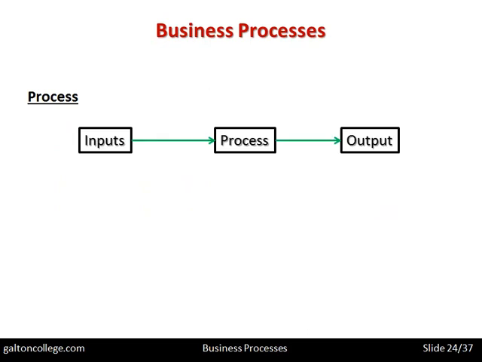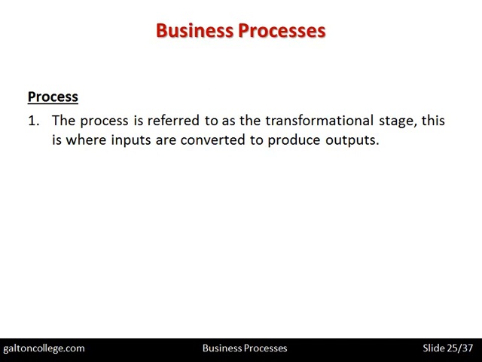Now let's look at process. We've moved over here from inputs, we just discussed, into process. Now let's have a few words about process. This is referred to as the transformational stage. This is where inputs are converted to produce outputs. So the process is the transformation stage, moving from one state to another, moving from, if you like, a raw state into a refined state.